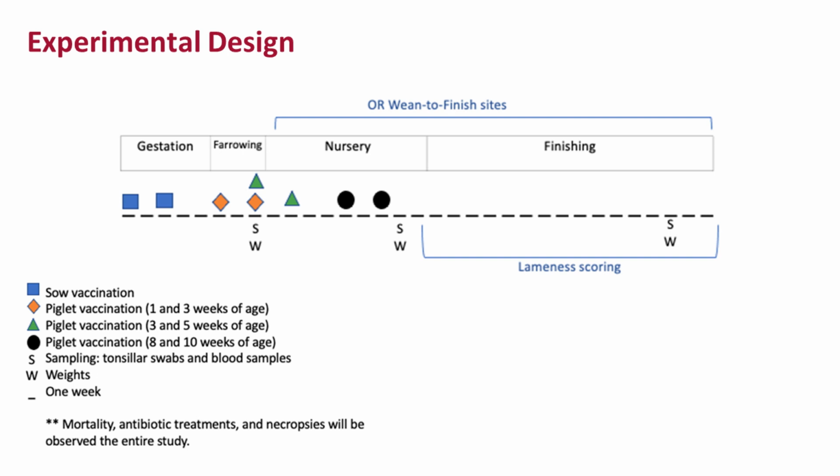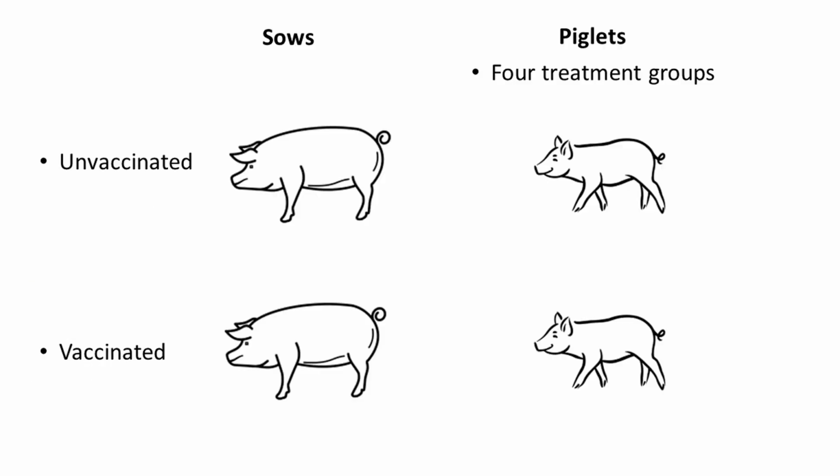But we started with some sow vaccinations, and then we have our different treatment groups within those piglets here. All these dashes are weeks of age. So we've been following these pigs prior to even being farrowed, and we're going to follow them all the way through life into market. We'll be doing lameness scoring, sampling, and weighing, which I'll break down a little bit further. So as I said, we kind of started with some sow vaccinations. So all these sows were randomly divided into 2 different treatment groups, being either unvaccinated or vaccinated. If the sows were vaccinated, they received a vaccine at 5 weeks pre-farrowing and a booster at 3 weeks pre-farrowing.